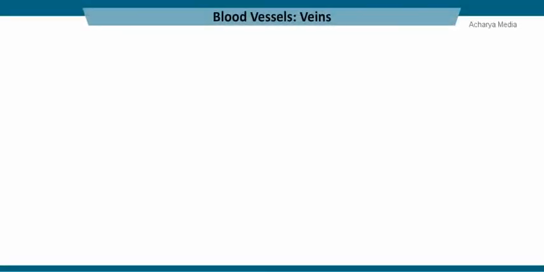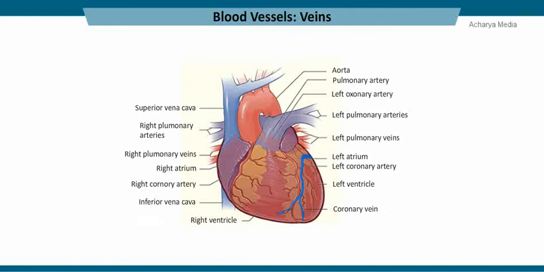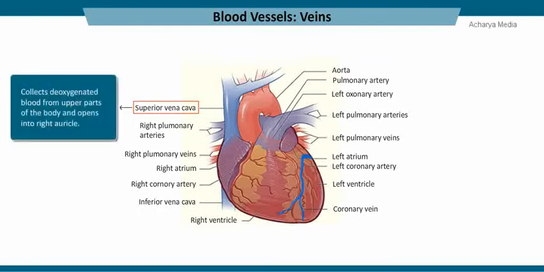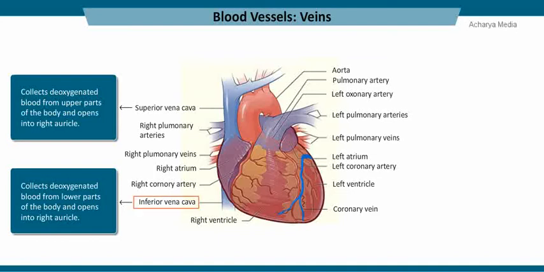Blood vessels which bring the blood towards the heart are called veins. It normally carries deoxygenated blood. Superior vena cava, inferior vena cava, and pulmonary vein are the three large veins that bring the blood to heart from all the parts of the body. The superior vena cava collects deoxygenated blood from the upper parts of the body, such as head and neck. The inferior vena cava or postcaval vein brings deoxygenated blood from the lower parts of the body, such as abdomen, hands, and legs. Both these veins open into the right auricle.